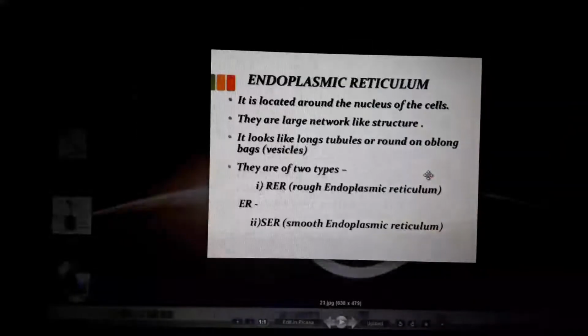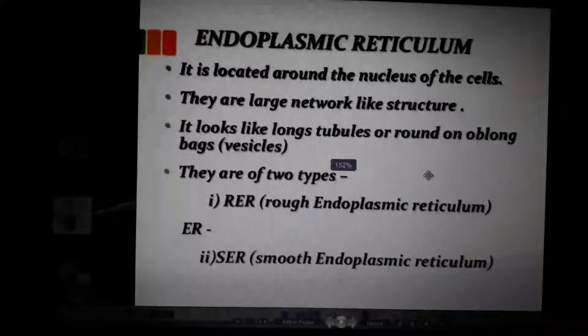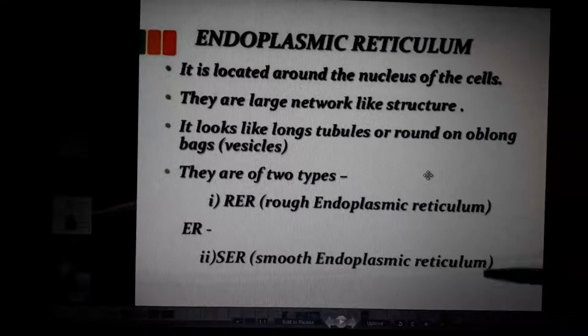Nuclear membrane we discussed. Now it is about the endoplasmic reticulum. Two types of reticulums are there. Endoplasmic reticulums are of two types: rough endoplasmic reticulum and smooth endoplasmic reticulum. Rough deals with protein. Smooth deals with fat. You must study that. Okay, that's very important.